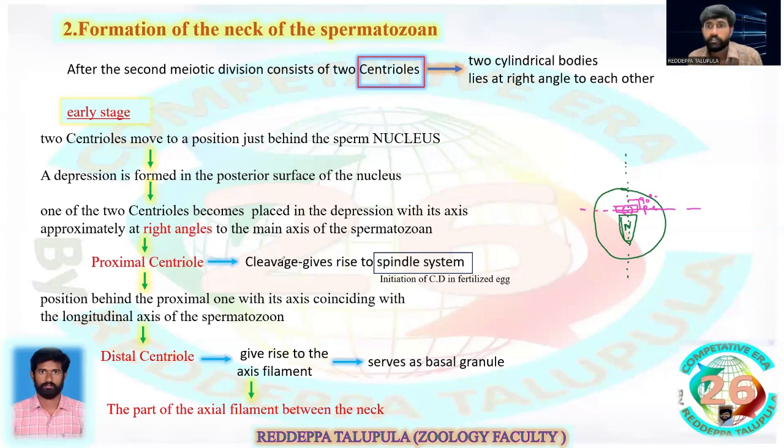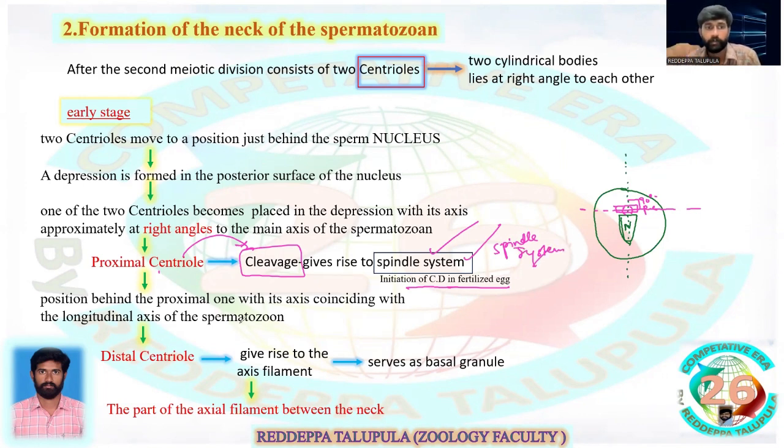Okay, next, what is the function of the proximal centriole? Cleavage is the main function of the proximal centriole. It plays a major role in the cleavage. How does it play a major role? By giving rise to the spindle system. Initiation of cell division in the fertilized egg is caused by this spindle system. Okay, keep it in mind.